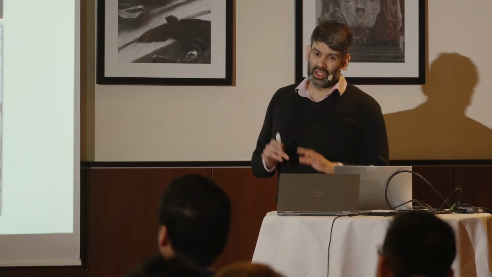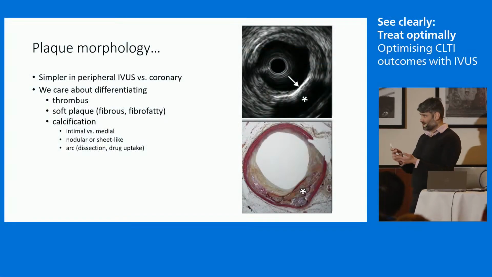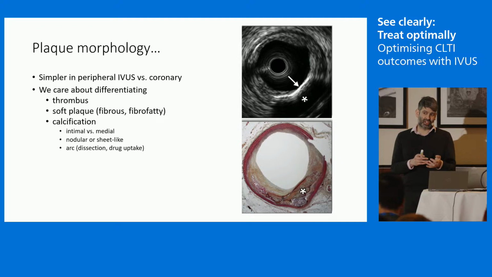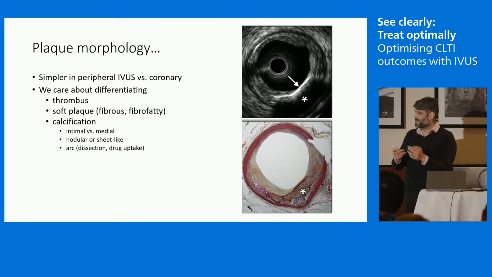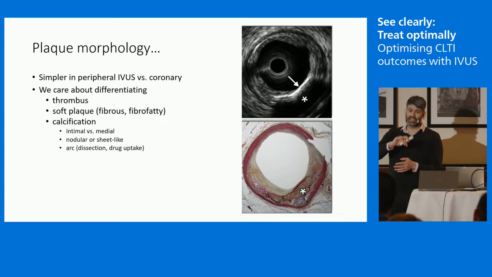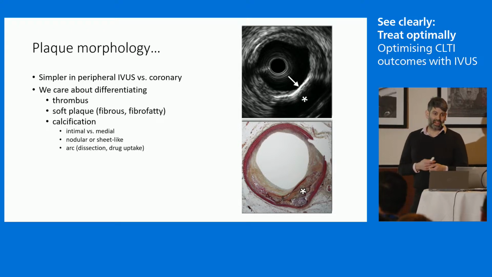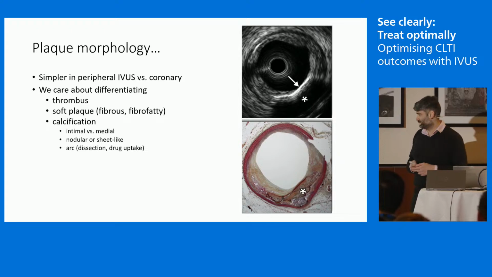Plaque morphology is much simpler in the peripheral space than in coronary. We just care about differentiating thrombus, soft plaque, which can be fibrous or fibrofatty, and calcification. And if there's calcium, we want to know, is it intimal, is it medial, is it both? Is it nodular or is it sheet-like? And what is the arc? Because we want to know how likely is this lesion to dissect when I inflate an angioplasty balloon across it, and if I put something with paclitaxel or sirolimus on, is the drug actually going to go into the artery wall or is it going to stay on my balloon?